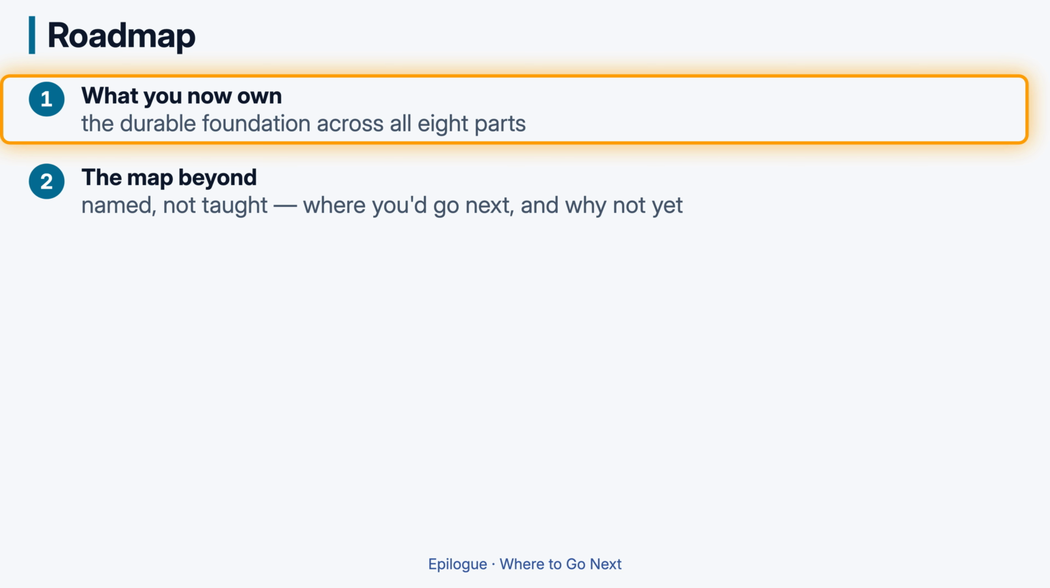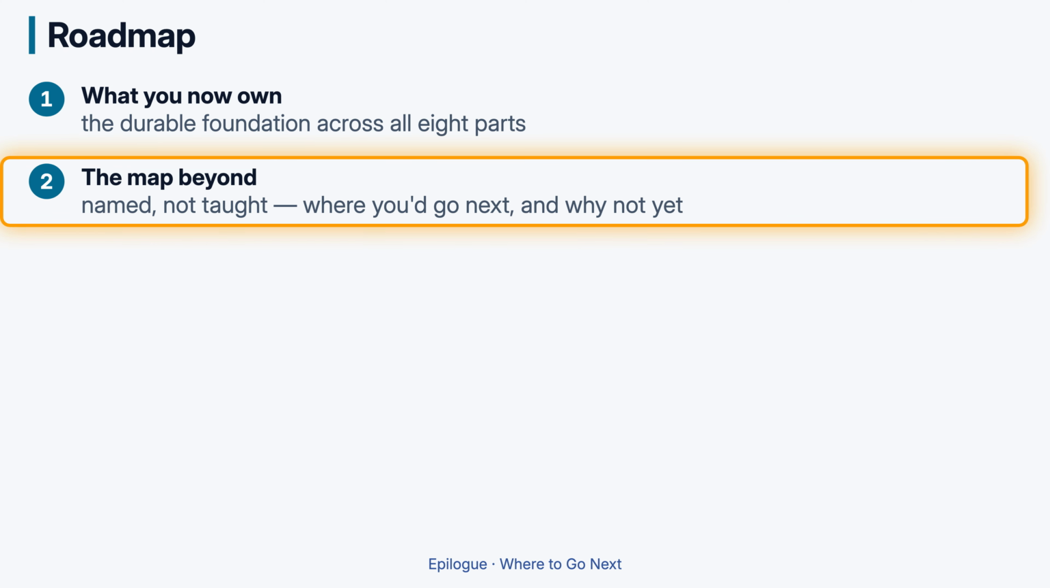First, what you now own, the whole method, gathered in one place across all 8 parts. Second, the map beyond it, real things this course names but never taught, and why each one had to wait.